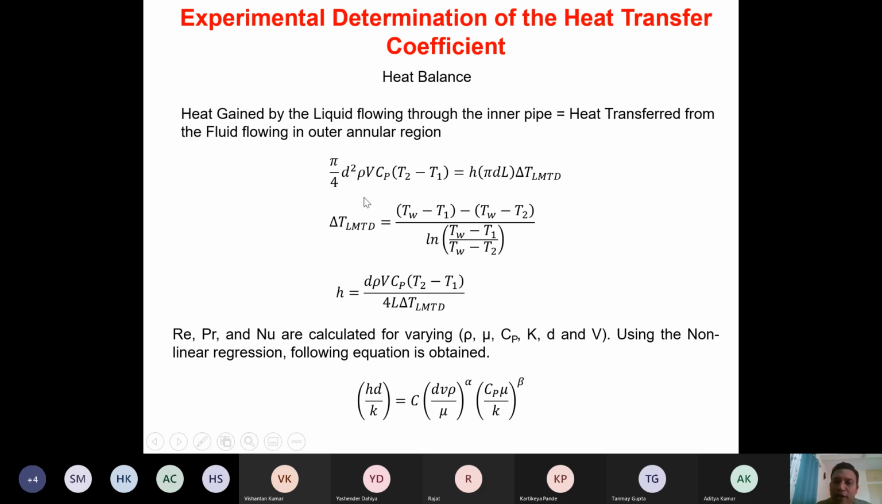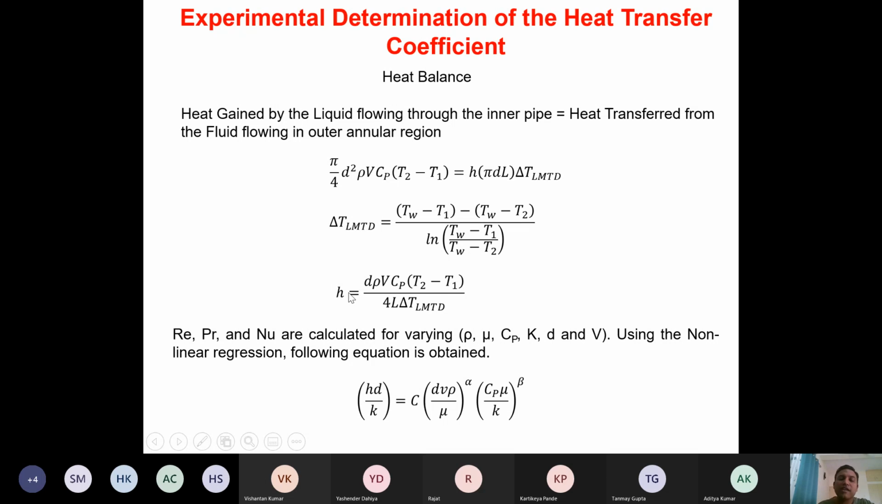So in this particular equation, everything is known. The only unknown is h. Delta T LMTD we can calculate because T1, T2 we have measured and TW we know. Diameter of the pipe we know, density of the fluid we can calculate as an average value, velocity of the fluid we know, specific heat Cp we can calculate as an average value. T2 and T1 are known. Everything is known in this equation, the only unknown is h. So we can calculate h.